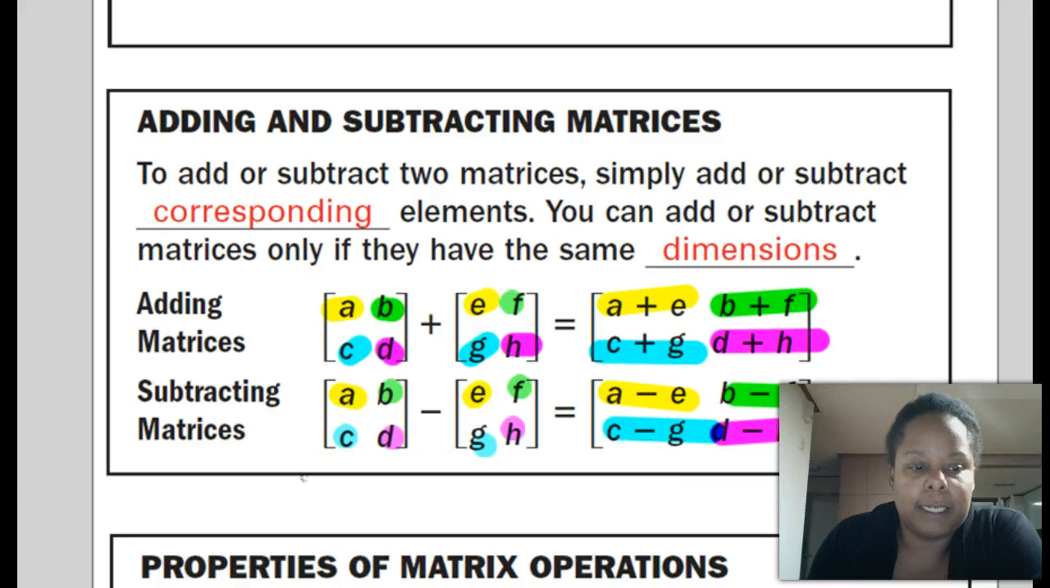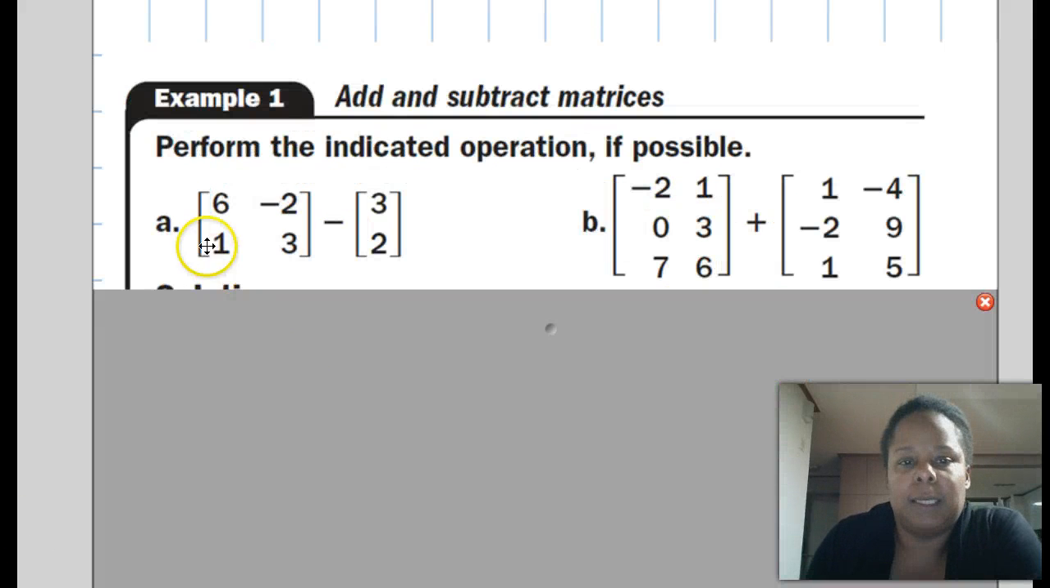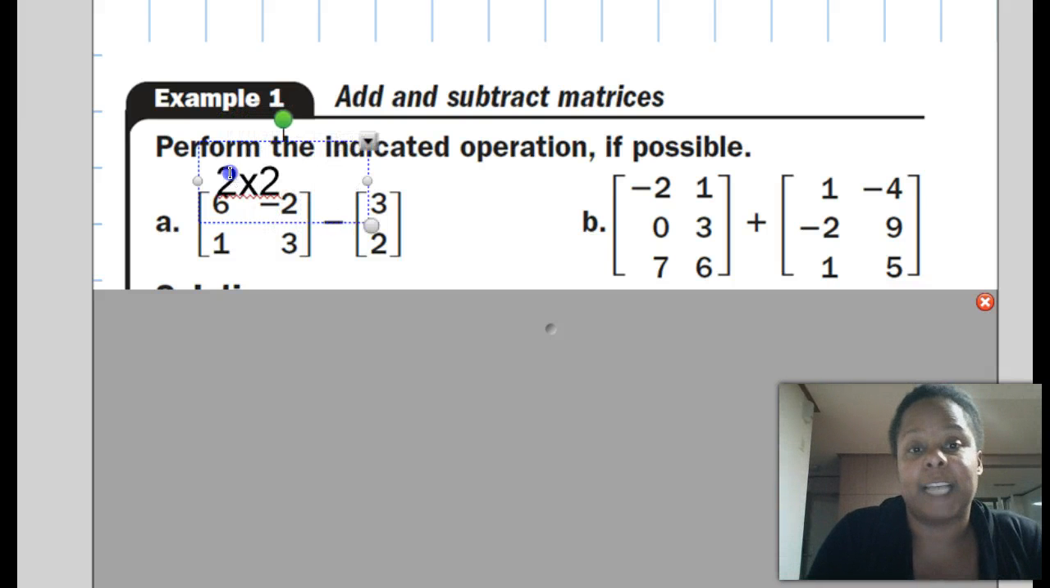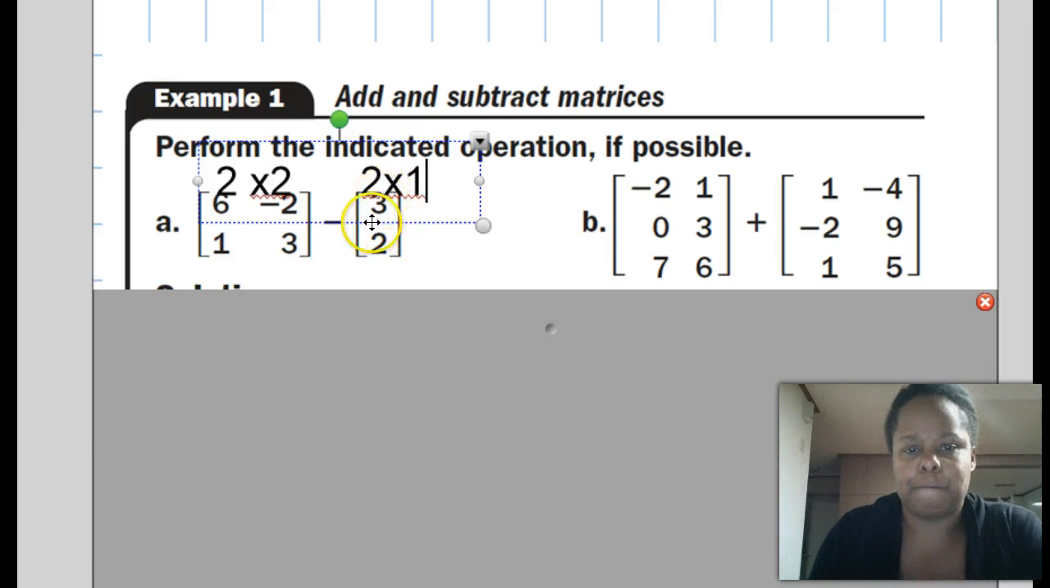So let's take a look at an example. In this case, it asks us to subtract these two matrices, but you notice we can't subtract these two matrices because they have different dimensions. This matrix has 2 rows and 2 columns, so it's a 2 by 2. And this matrix has how many rows? 2 rows, and it only has 1 column. Okay? So in this case, because they don't have the same dimensions, we can't do the matrix operation on them.